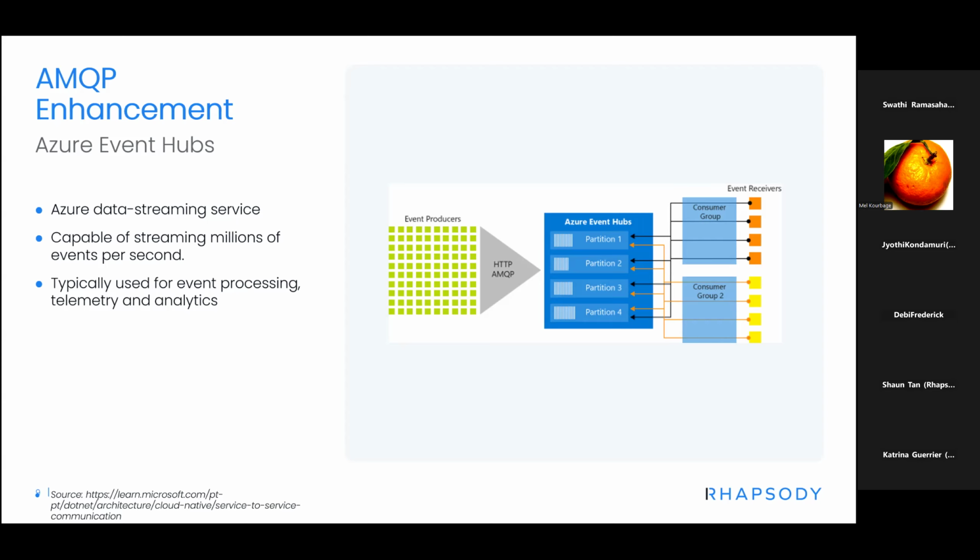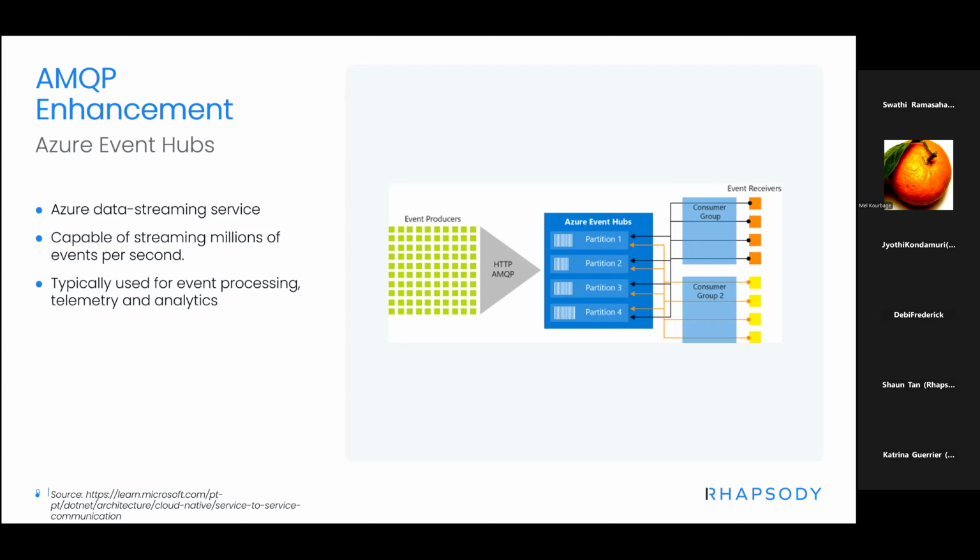Azure Event Hubs is an Azure native data streaming service. It is capable of streaming millions of events per second, and it's typically used for applications which require real-time event processing, telemetry, and analytics.